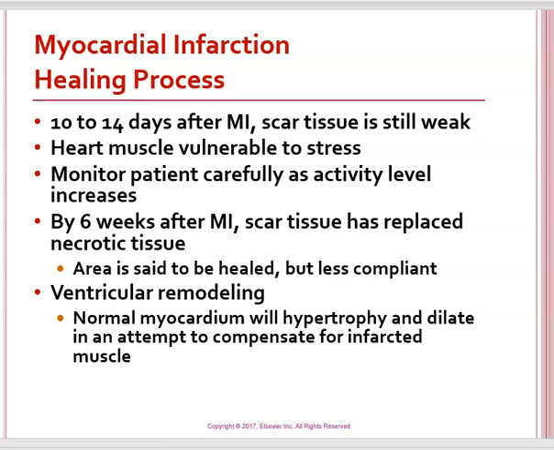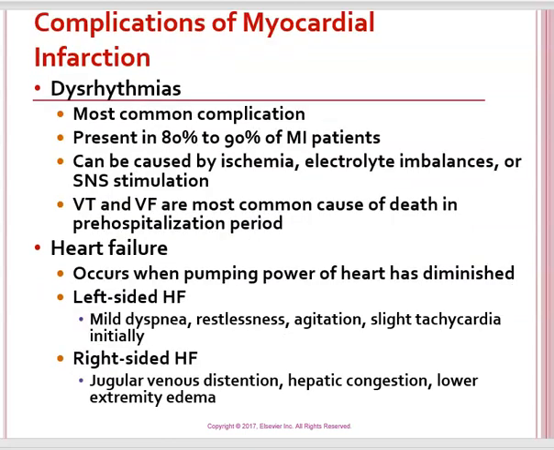Ventricular remodeling will start to occur, and that's when our big hypertrophy process starts. The heart muscle gets thicker, and it dilates. And that's trying to maintain homeostasis and compensate for that area that has infarcted. What do we see? Dysrhythmias, yes. That's the most common complication. 80 to 90% of your patients will get that. So it's caused by the ischemia. It's caused by the electrolyte imbalances.